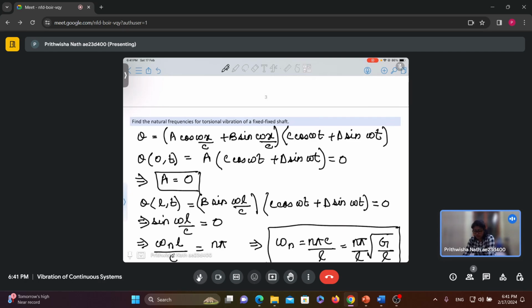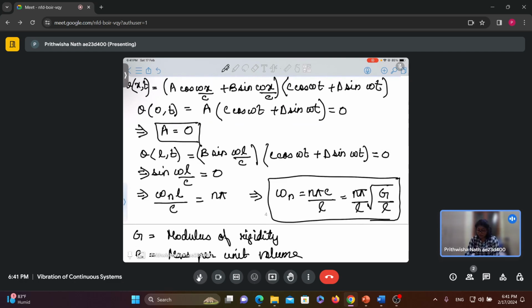So for x equals 0 and time equals t, theta is a function of x and t. In place of x, if I put 0, the sine terms become 0, and only for the first bracket, only A is there. So this implies that A equals 0.